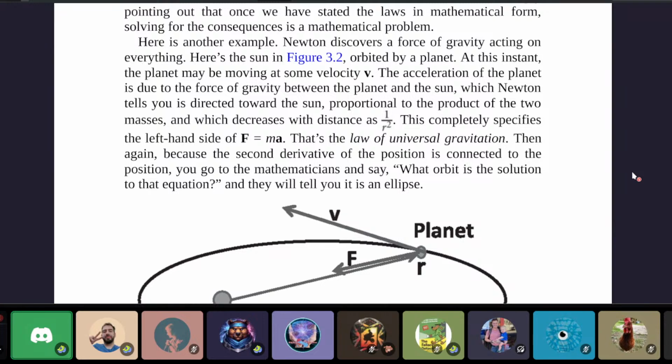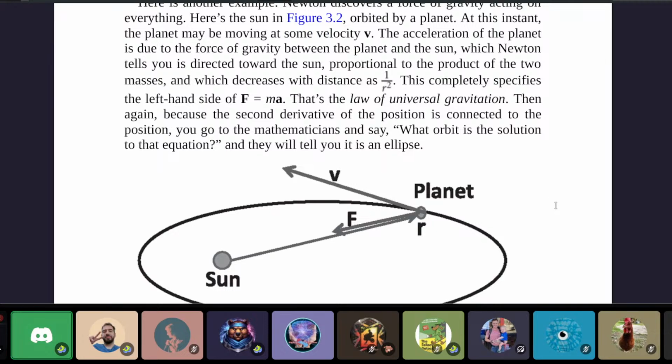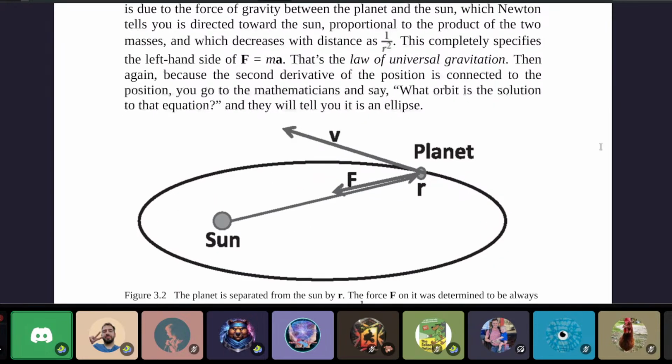Here is another example. Newton discovers the force of gravity acting on everything. Here's the sun in figure 3.2, orbited by a planet. At this instant, the planet may be moving at some velocity v. The acceleration of the planet is due to the force of gravity. We should probably look carefully at this one, since it seems like we're constantly coming up against it.